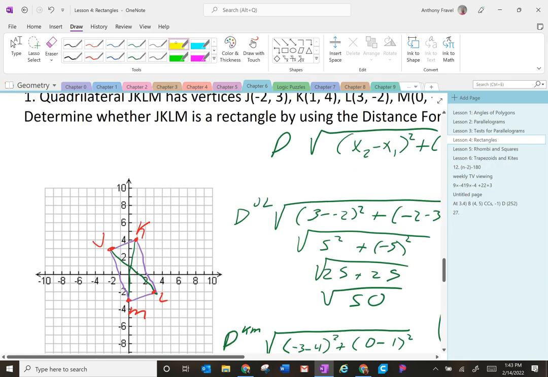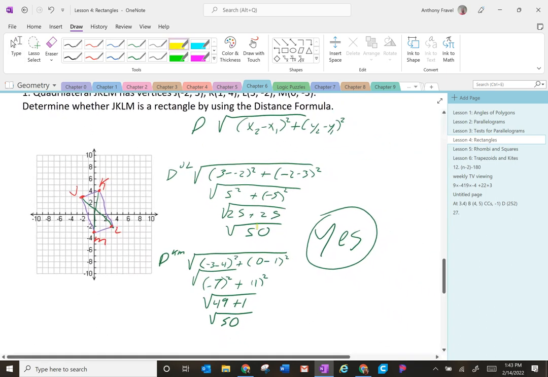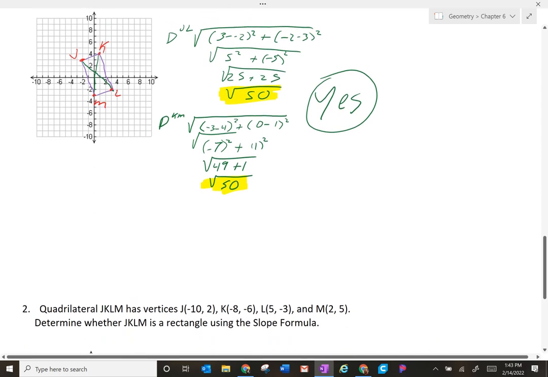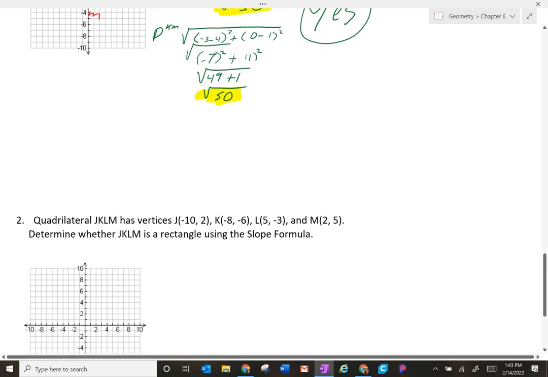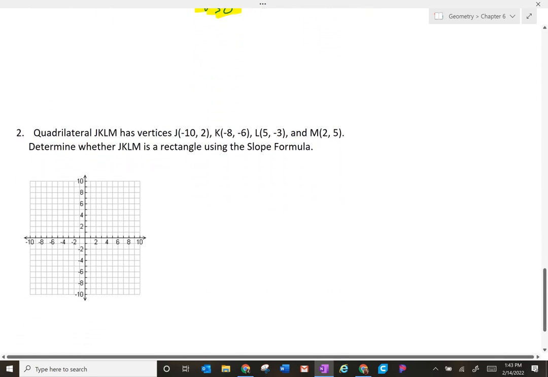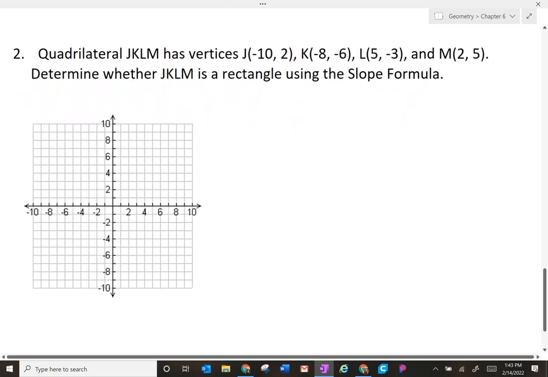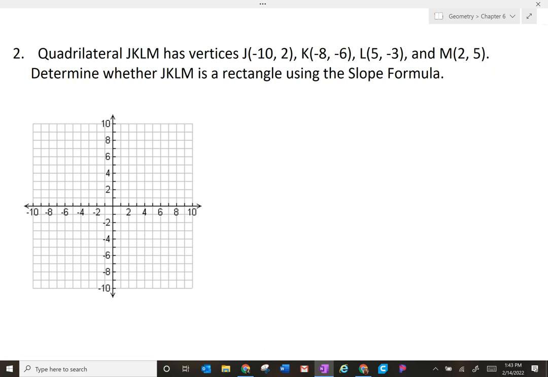I'm going to highlight that to show you exactly what I got so excited about. This number here was exactly the same as this one. All right, the last part. This one says, determine if it's a rectangle using the slope. Every single angle is 90 degrees.